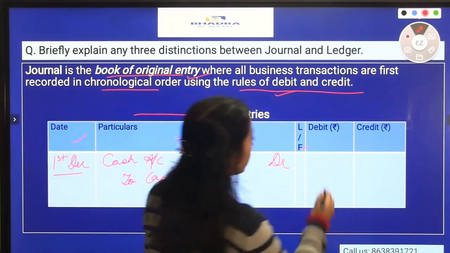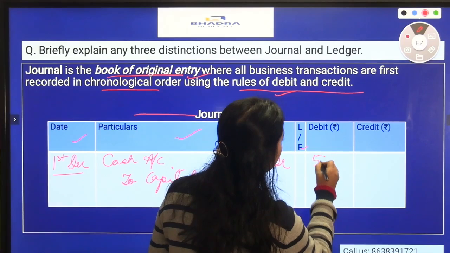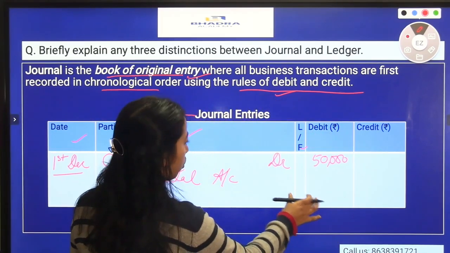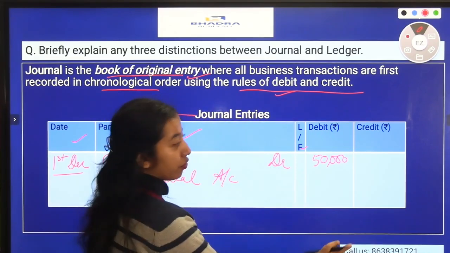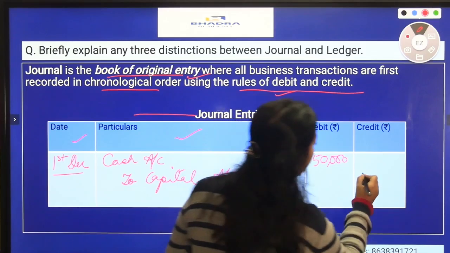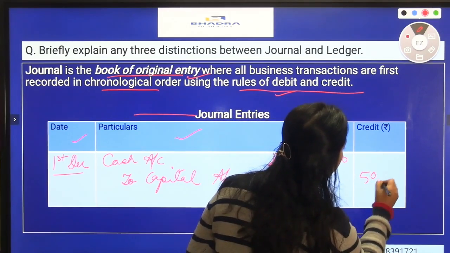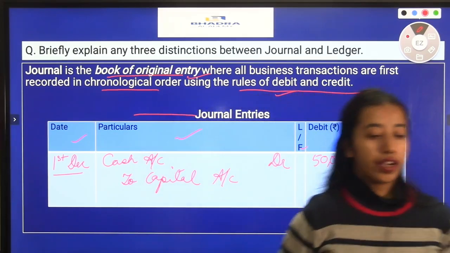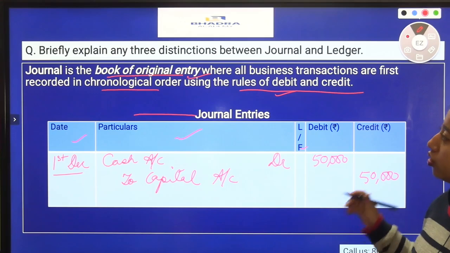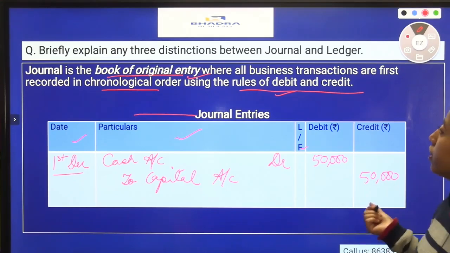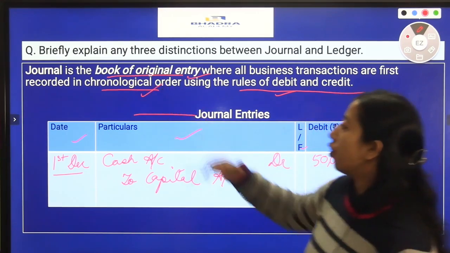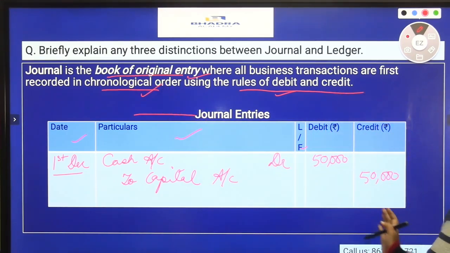As in the example I gave, 50,000 invested. So in the debit column we will record the cash account 50,000 rupees, and with the capital account in the credit column we will record the 50,000 rupees again. So this is how we do recording in a journal. It is a book of original entry and the transactions are recorded in a chronological order. So this is the concept of a journal.